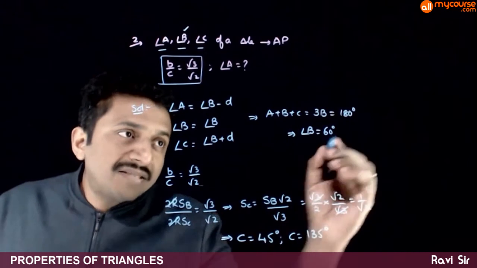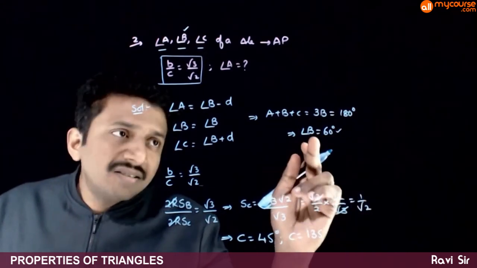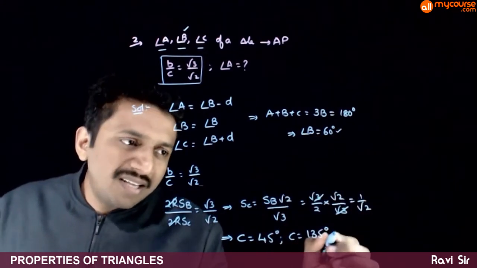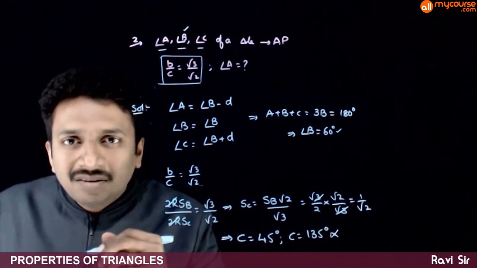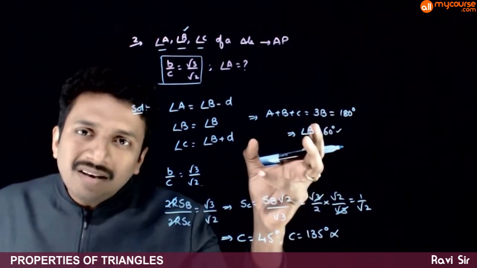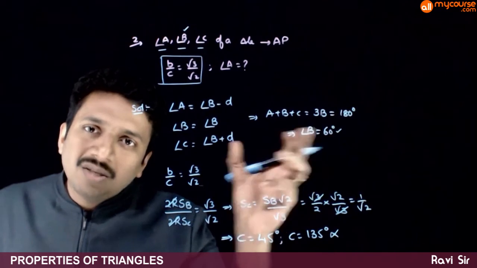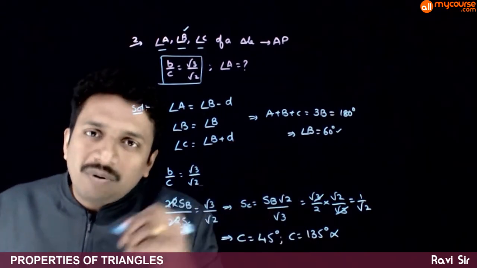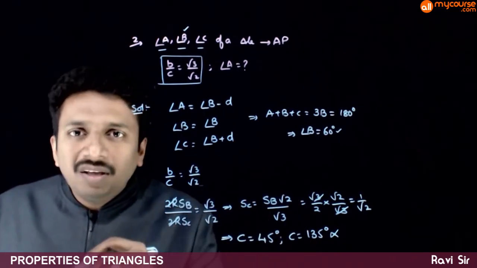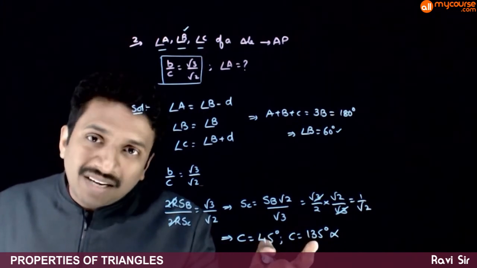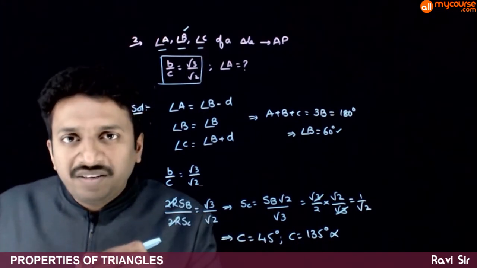But already we have seen that angle B is equal to 60 degrees. So if angle B is equal to 60 degrees, angle C cannot be equal to 135 degrees, because the remaining measure of angle for A and C combined is 120 degrees. So C cannot be 135 degrees. So C has to be 45 degrees.